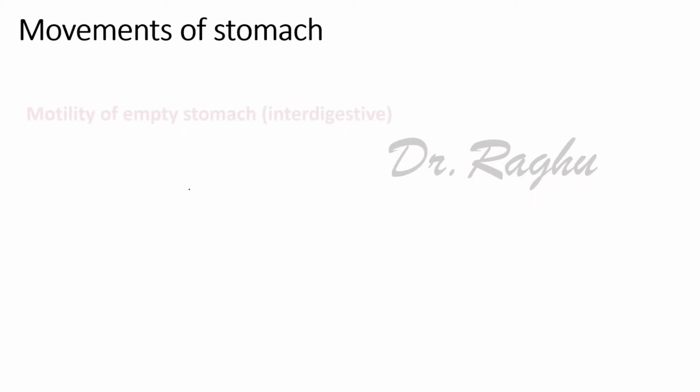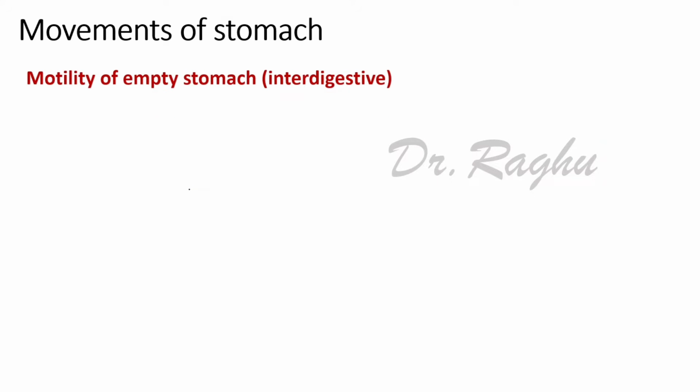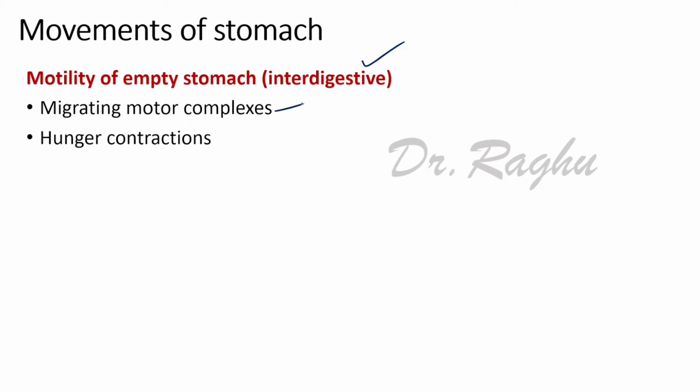The movements of the stomach are basically divided into two parts. One is the motility occurring on the empty stomach, called the interdigestive period, that is, when there is no food present in the stomach. Herein we see two types of movements: the migrating motor complexes and the hunger contractions.